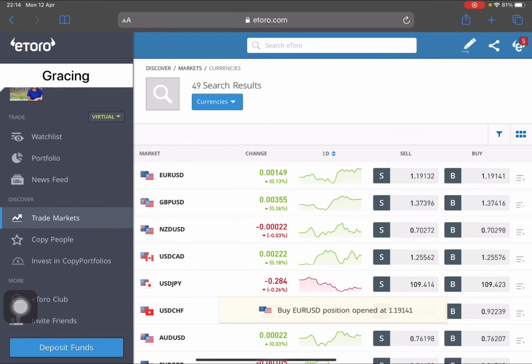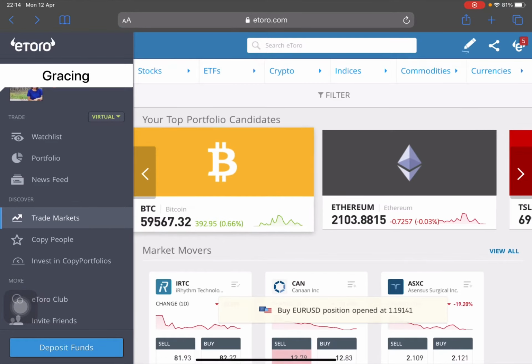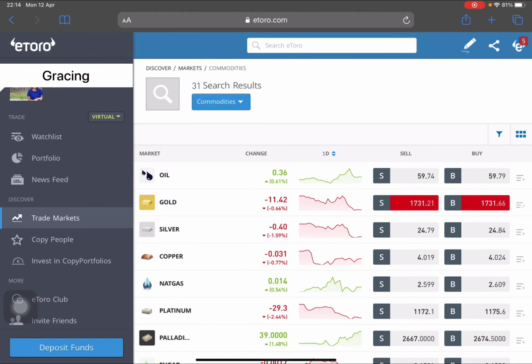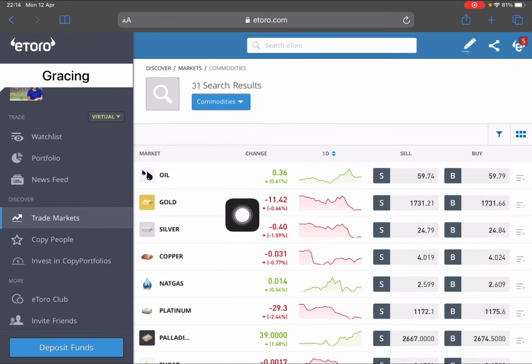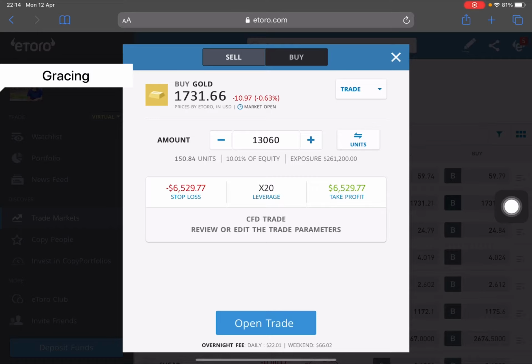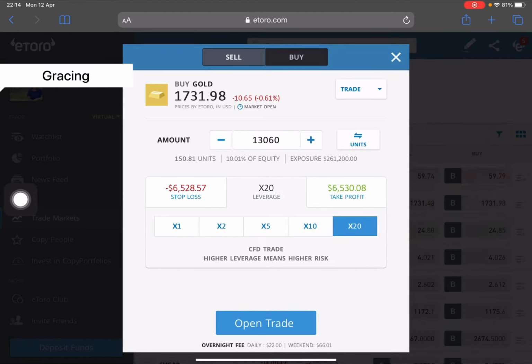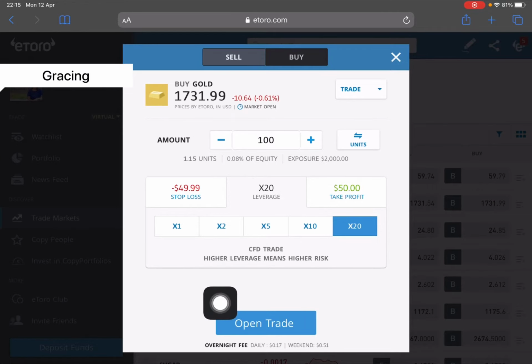That's for the Forex. Let's now try commodities. Say we want to trade gold. This is my favorite. In gold, your leverage is only up to 20. So let's start and adjust this one to 100 US dollars. Okay, open trade.